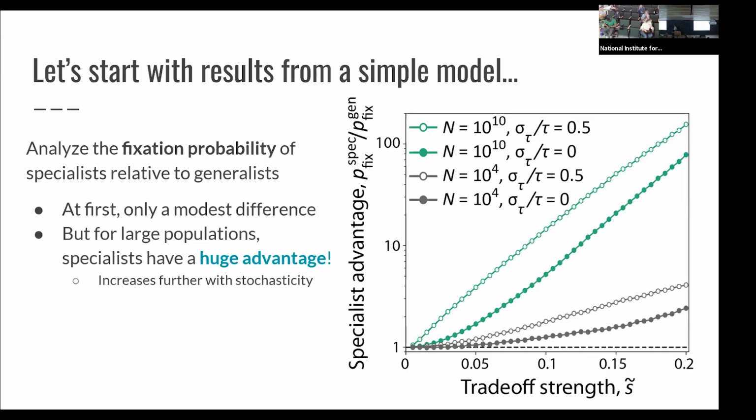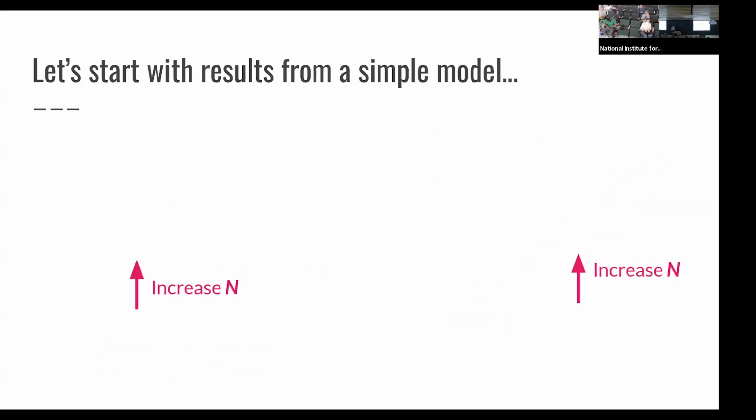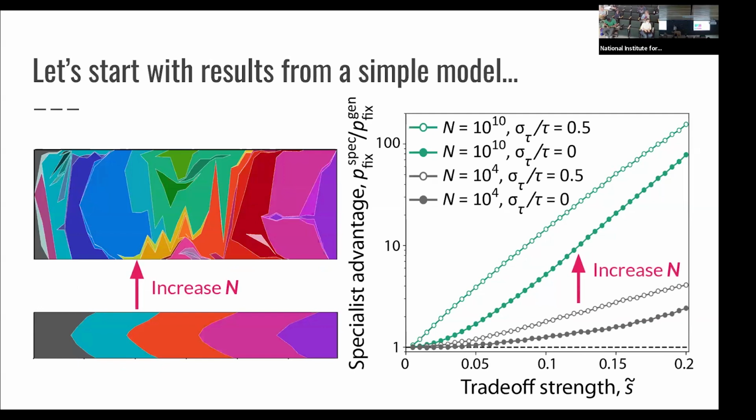And if we add in stochasticity, so there's the open circles with sigma tau greater than 0, this advantage goes up even further. So why is this the case? Again, these mutations have the same average fitness. Why are these specialists so favored to survive? And one clue comes from that plot that I showed you earlier.